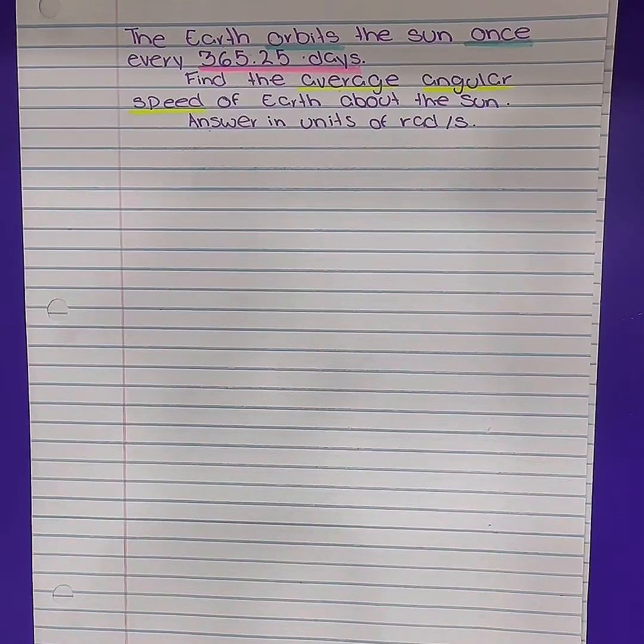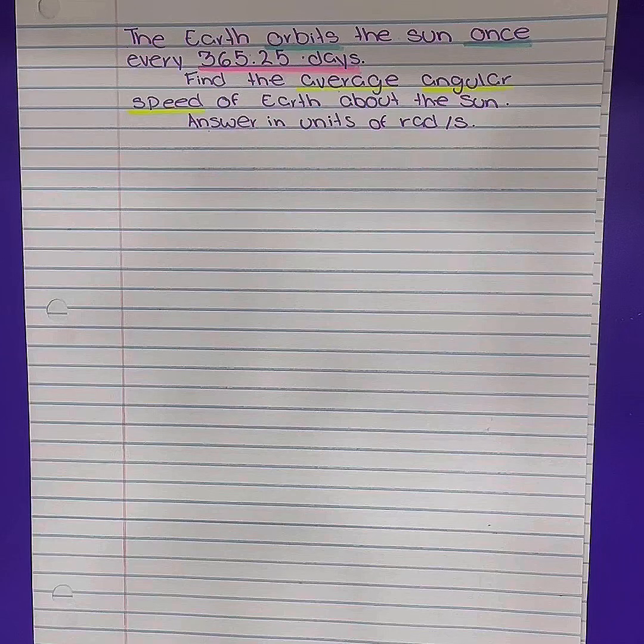Question number 3 from homework 7 from Quest can be solved using dimensional analysis. Question number 3 states, the Earth orbits the Sun once every 365.25 days. Find the average angular speed of the Earth about the Sun. Answer in units of radians per second.